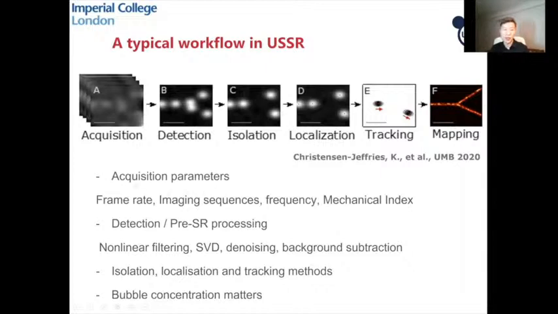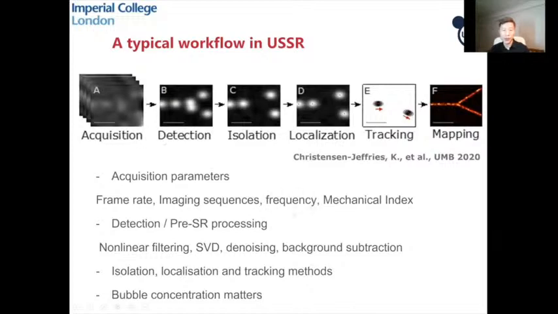So there are a number of factors here I want to talk about. First, the acquisition stage. Some parameters are really important here. One is the frame rate. If your frame rate is too low, you could have problems tracking bubbles. And also the imaging sequences. You can have a B mode image, or you can have, for example, a pulse inversion image that's specific to contrast agents. They will make a difference to your images. And also the imaging frequency.